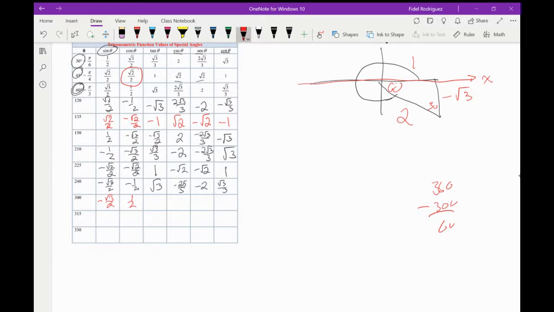And remember, we're in quadrant 4 right now, so the only value that's negative in quadrant 4 is the y value. So if my trig function does not involve the y value, then my trig function is going to stay the same, right? This one here should be a negative square root of 3. This one here should be a negative 2 square roots of 3 over 3. This one here should be a positive 2. And this one here should be a negative square root of 3 over 3.